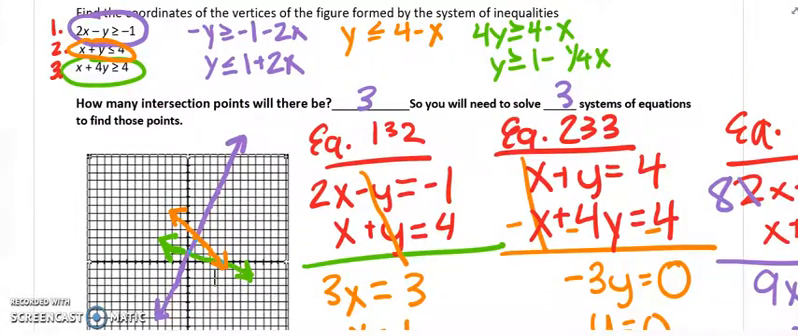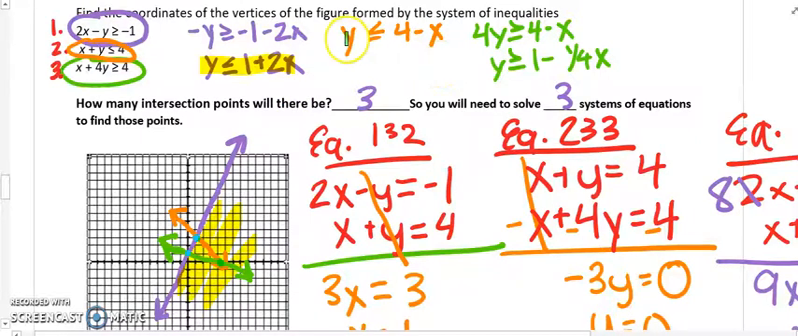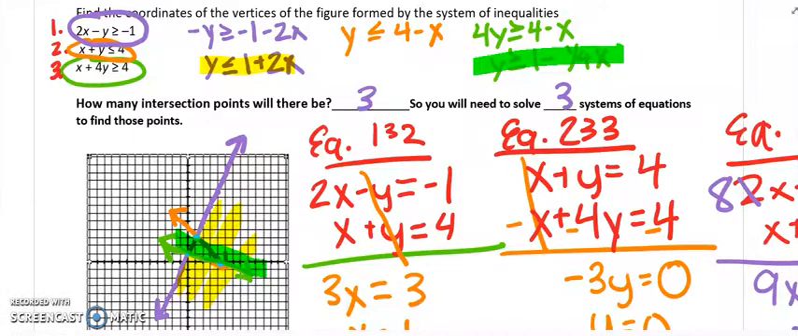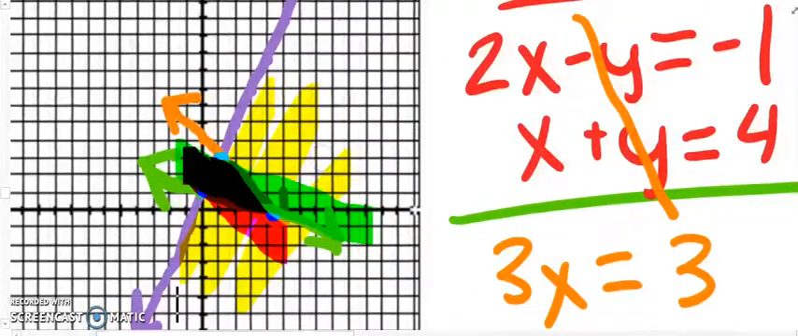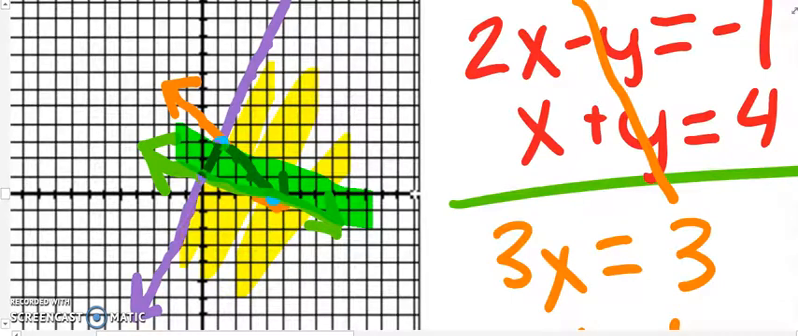So on my purple one, I wanted everything less than that, so that's going to be everything here. On my orange, actually let's go green with green, I wanted everything greater than green. And then I wanted everything less than here. And so no surprise, that's really ugly, but no surprise, the overlap is in this little triangle.